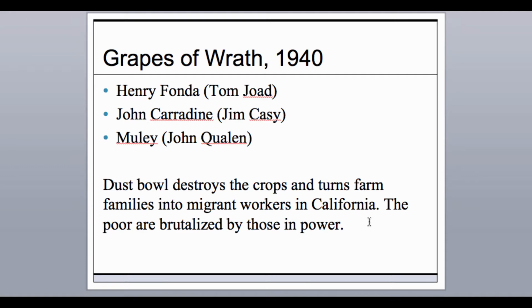So here's one great example. Grapes of Wrath from 1940. Henry Fonda is Tom Joad, John Carradine is Jim Casey, and Muley is John Qualen, and it's about the Dust Bowl years in the United States where farmers were, and ranchers, but basically farmers were driven off their land by the drought and by being foreclosed. They were forced, as families, to migrate and work in a migrant atmosphere rather than owning their farm. So the poor are brutalized by those in power, the bankers, the landowners, and that type of thing.